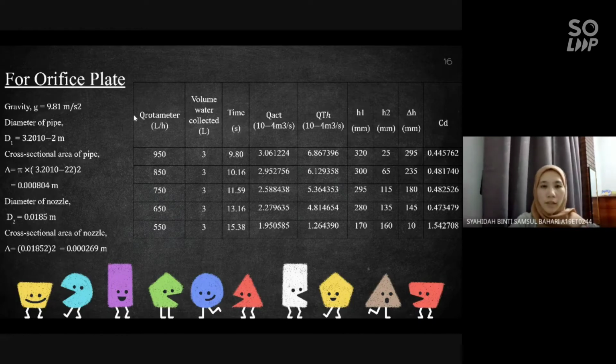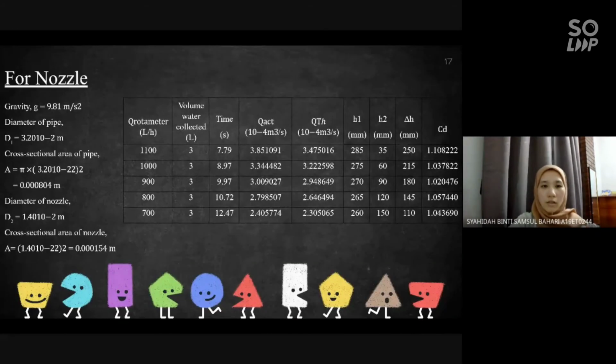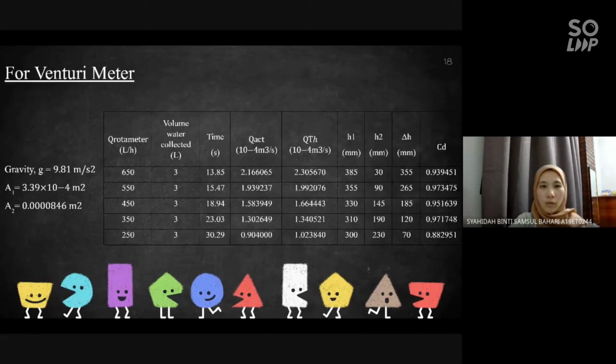For the table, the first column is Q rotameter, in liters per hour. The second column is the volume of water collected in liters, then the time in seconds, and then Q actual, where the formula is volume of water collected divided by time. Then Q theoretical, where the formula is A2 times the square root of 2g times delta H divided by 1 minus (A2 divided by A1) to the power of 2. Then H1 and H2. Delta H represents the difference H1 minus H2, and Cd represents the coefficient of discharge. This is for the nozzle, and this one is for the venturi meter. The table is the same as for the orifice plate and nozzle.